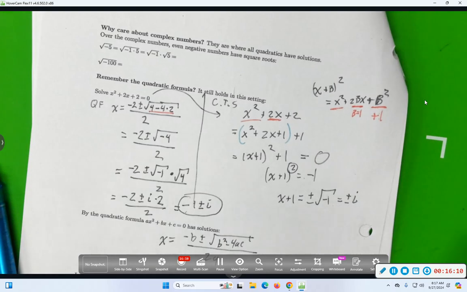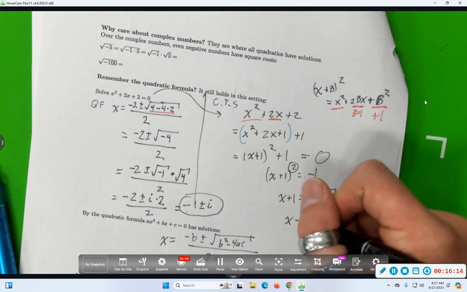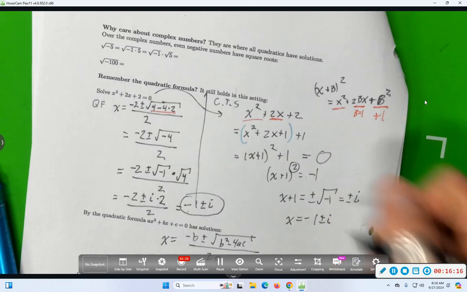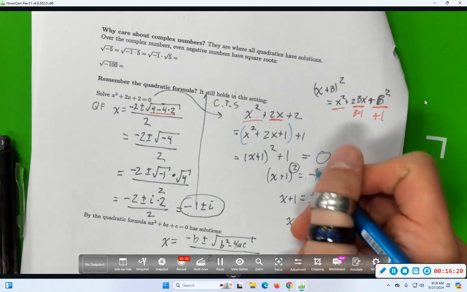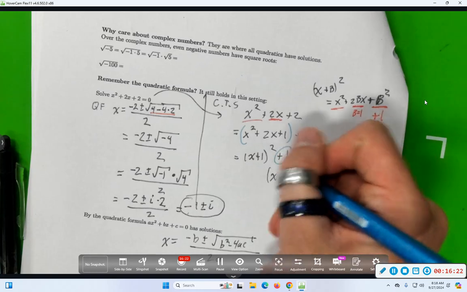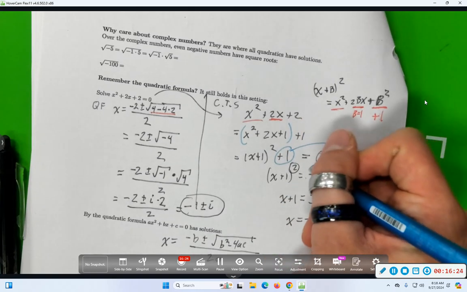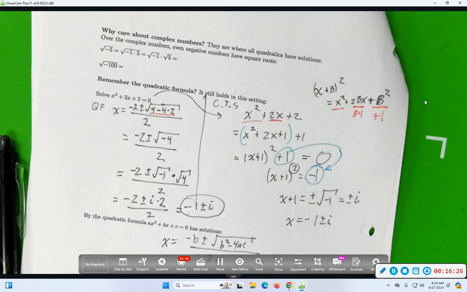And now what do you do to just finish getting x on its own? Subtract 1. Oh, neat. So we get the same result we knew we should. And where did that i come from? It came from when we did completing the square, that negative on the other side of the equation. Nice.